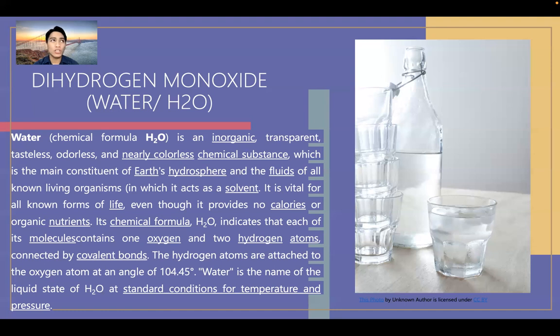The common solute that is dissolved in water is sodium chloride, which we can see in our seas or in the ocean. It is a solution of sodium chloride. Now, it indicates that each of its molecules contains 1 oxygen and 2 hydrogen atoms. The bond that is used here is called a covalent bond. A covalent bond is a bond of a nonmetal with a nonmetal atom.